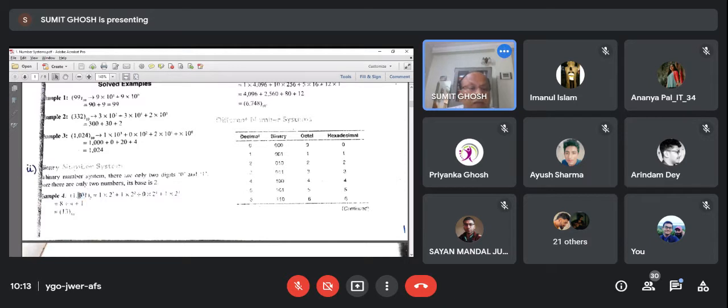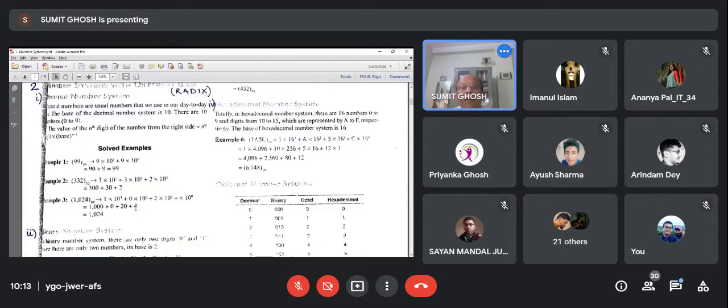Then the 1 to the left of this is 1 into 2 to the power of 2, because the position value is 2. Like this you write, and ultimately you arrive at 1 into 2 to the power of 3, that means 8, plus 1 into 2 to the power of 2, that means 4, and 1 into 2 to the power of 0, that means 1. The 0 into whatever is 0, obviously. So the binary representation 1101 in the decimal number system is 13.